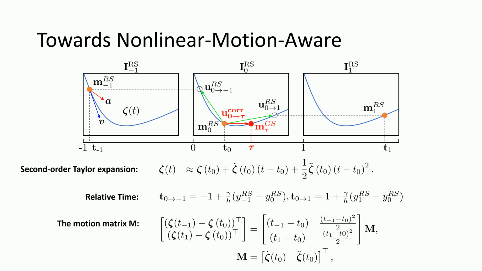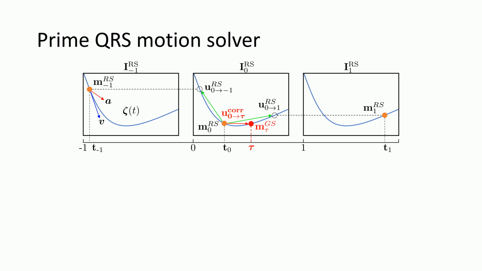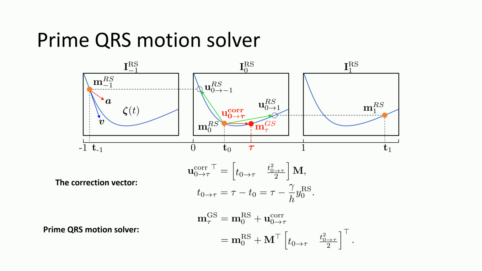Given the optical flow vectors and the relative times, we can solve the linear equations and obtain the quadratic motion matrix M efficiently. Thus, we faithfully compute the correction vector U_CORR0 to tau from M_RS0 to any timestamp tau. Thus, given 3 consecutive RS images, the RS distorted points can be corrected to the corresponding GS measurement at any timestamp by the QRS motion solver.